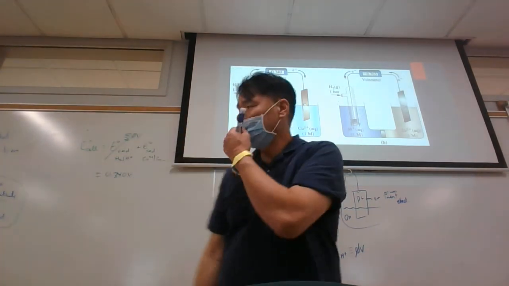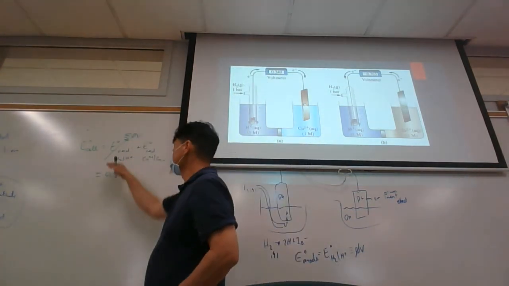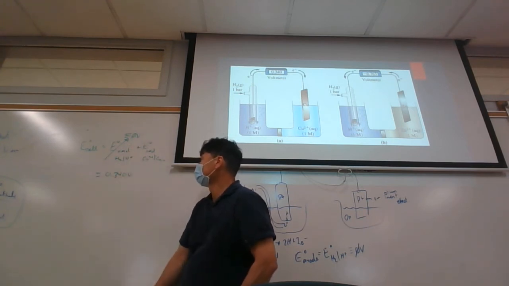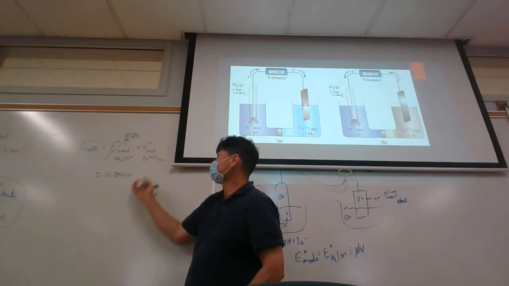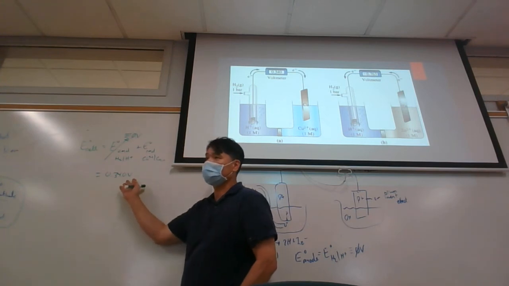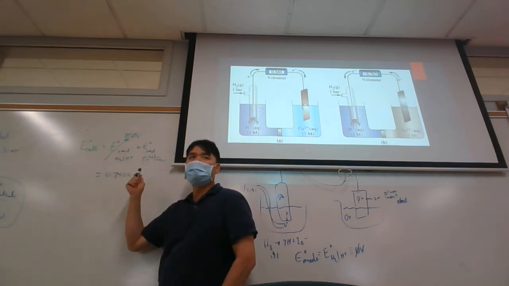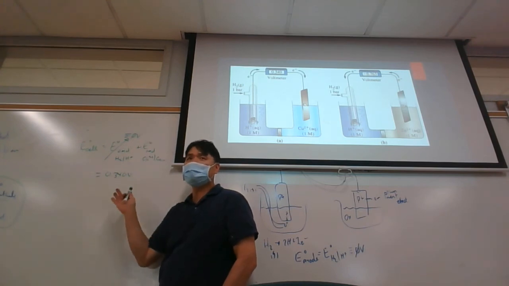So all the oxidation potentials are going to be all screwed up because this is not really 0 volts. And all the reduction potentials are going to be all screwed up because this is not really 0.340 volts. But when you add the two together, then one error cancels out the other error, and then this is accurate.